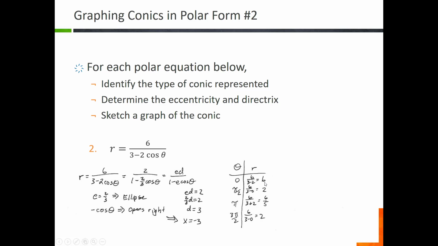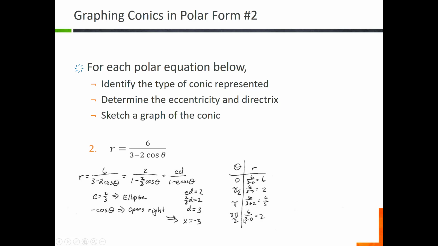and 6 over 3 minus 2 is just 6 over 1, which is 6. If we did pi over 2, well, cosine of pi over 2 is 0, so you have 6 over 3, which is 2. Cosine of pi is -1, so if you have 3 minus 2 times -1, that becomes 3 plus 2, and so that's going to leave us with 6/5, and I can't simplify that anymore. Or you could write it as 1 1/5 if you want.